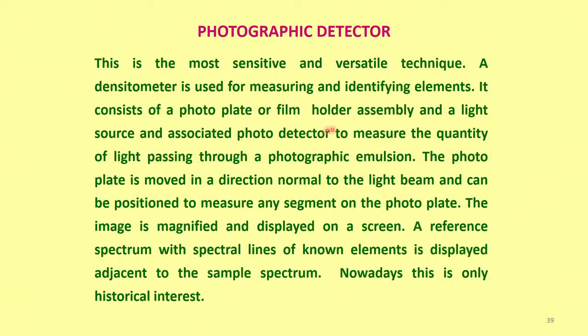So, it consists of a photoplate or a film holder assembly and a light source and associated photo detector to measure the quantity of light that is passing through the photographic emulsion. You have to wash it later to get the images, and the photoplate is moved in a direction normal to the light beam, and that can be positioned to measure any segment of the photoplate. That means, it gives you freedom to concentrate on different wavelengths. So, the image is magnified and displayed on a screen.